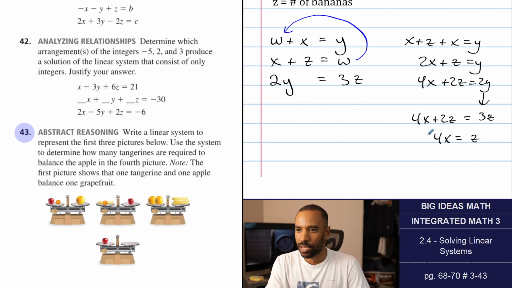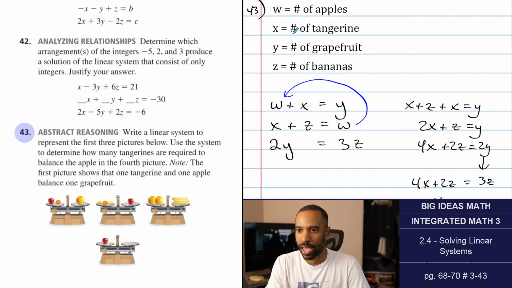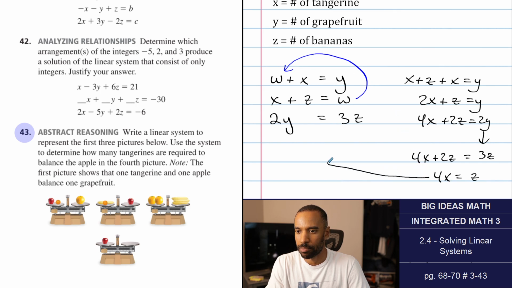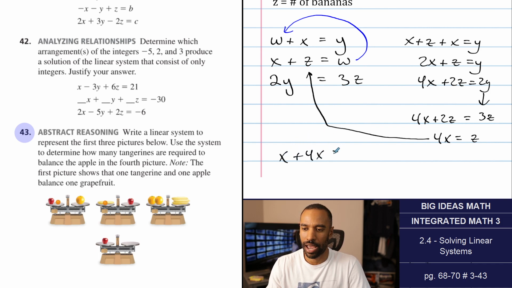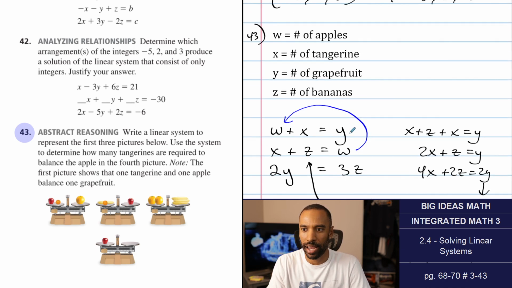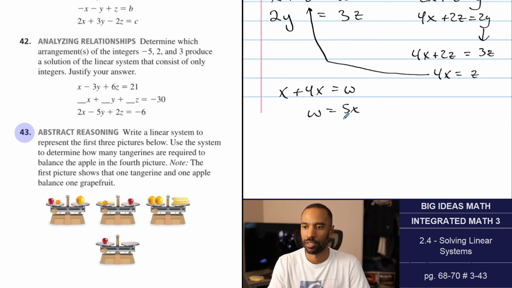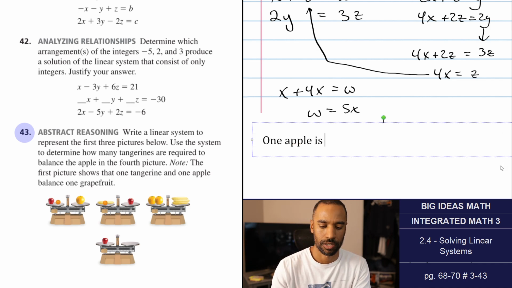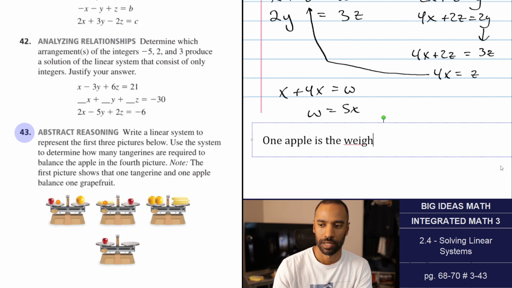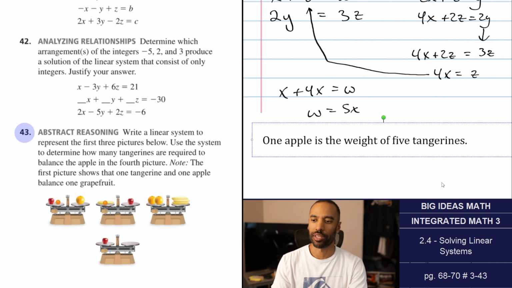So if I have z equals 4x, and I want to rewrite x in terms of w, I can substitute 4x right there. X plus 4x equals w, so w equals 5x. One apple is 5 tangerines. I think that's it. One apple is the weight of 5 tangerines. All right, I'm not going to really over-explain that one.